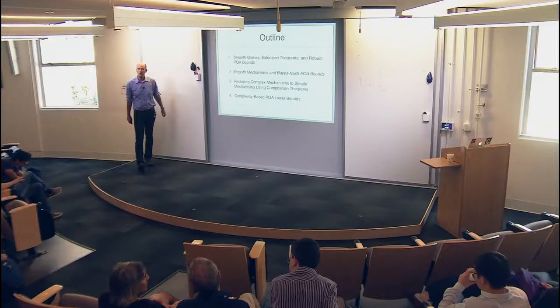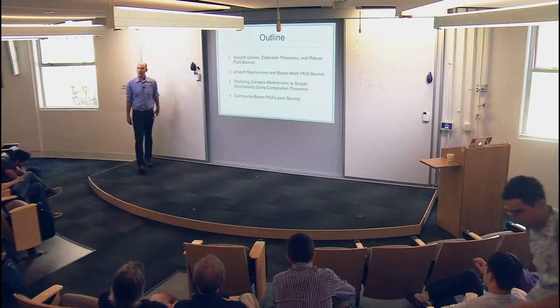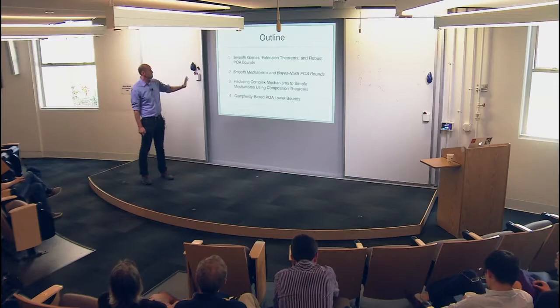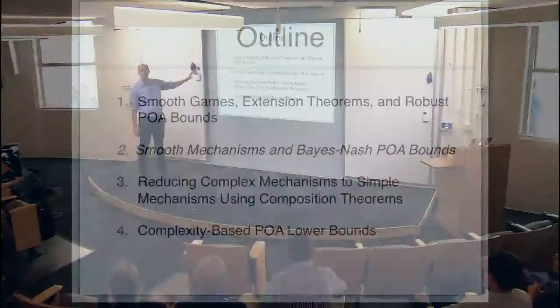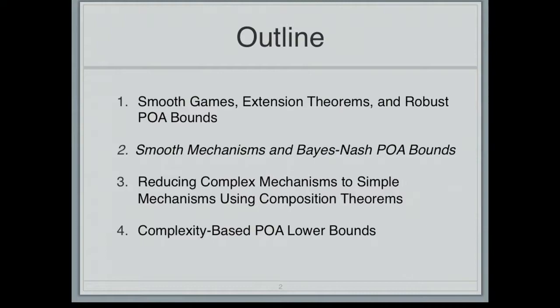Okay, so I wanted to speak some more about this topic of proving approximation guarantees for game theoretic equilibria. I'm going to start by just reminding you where we left off, where the story was last time when we were talking about games of incomplete information and extension theorems for Bayes-Nash equilibria. I'll also fill in a couple of the missing details just because they're so simple. I want you to see how simple they are.